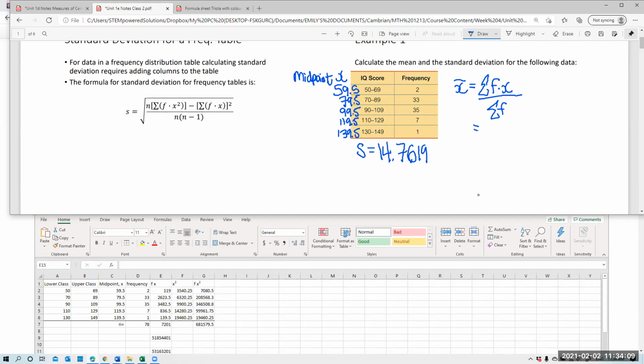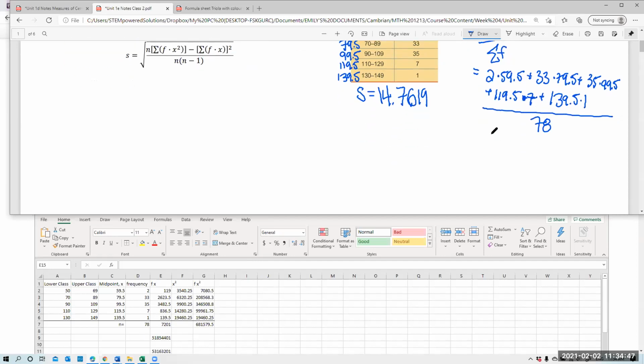All right, so the frequency times the midpoint, so that's 2 times 59.5 plus 33 times 79.5 plus 35 times 99.5 plus 119.5 times 7 plus 139.5 times 1, and then we divide by the sum of all the frequencies, which is 78. I've already summed it up. It's right over here in the frequency table in the Excel spreadsheet.